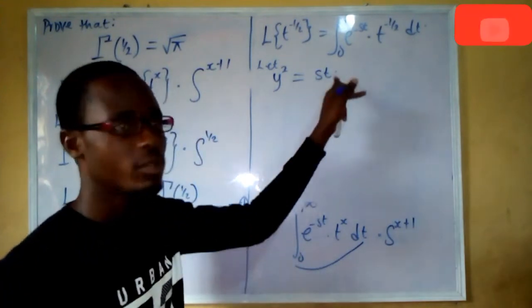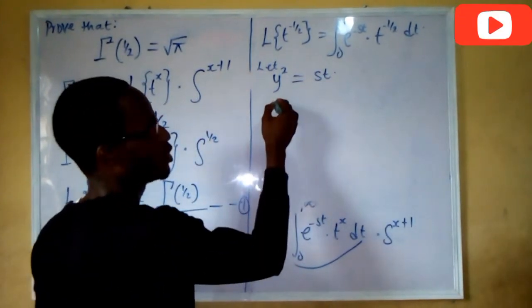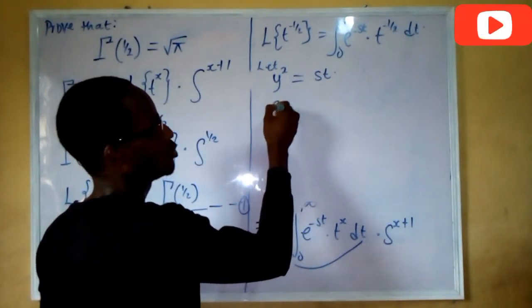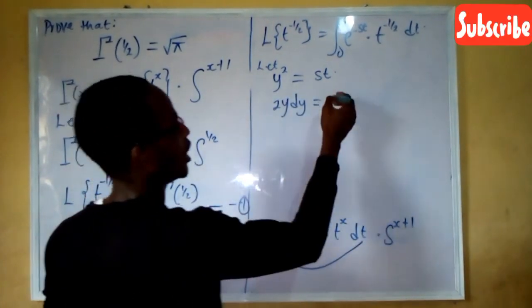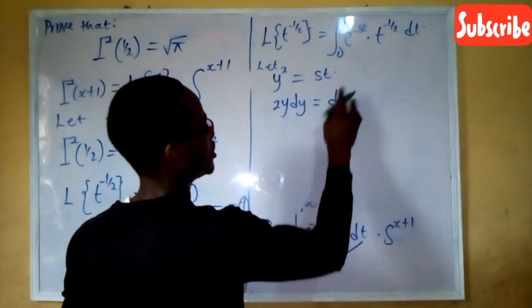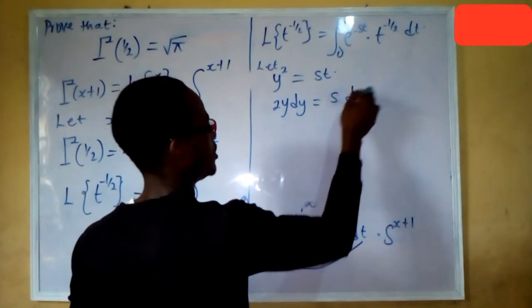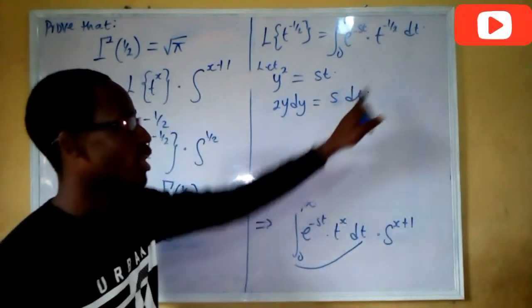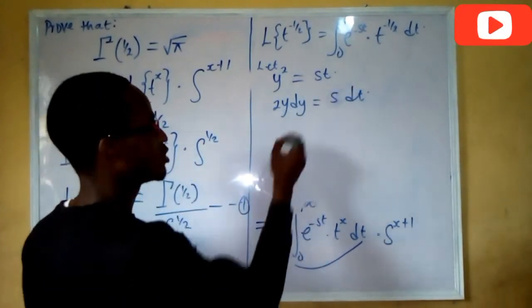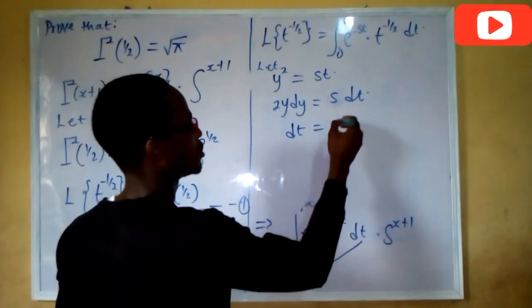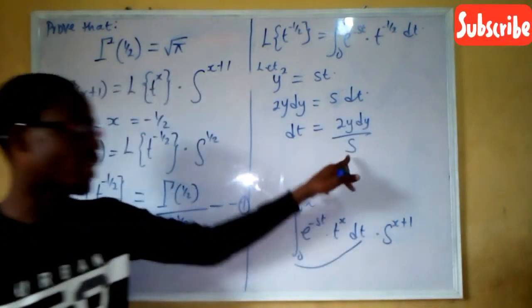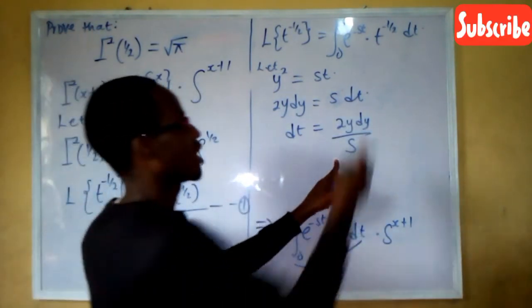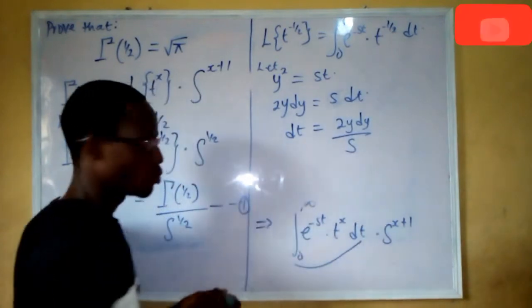So if y squared equals st, meaning we're going to have 2y dy, that is differentiating explicitly, and this will give us s dt. So from there, I can make dt the subject of the formula. So dt is going to be equal to 2y dy all over s. So I have this. Don't forget, I put that back into the integral. So what would I have next?